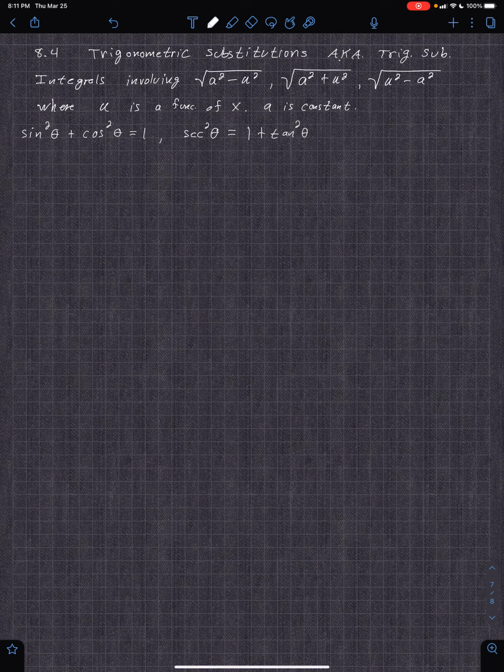Okay. So then you have these possibilities. Their order doesn't matter, but we'll have 3 different cases to look at. Basically, it'll involve sine, tangent, or secant. And so if you have the square root of a squared minus u squared, then we're going to draw in these right triangles as such.